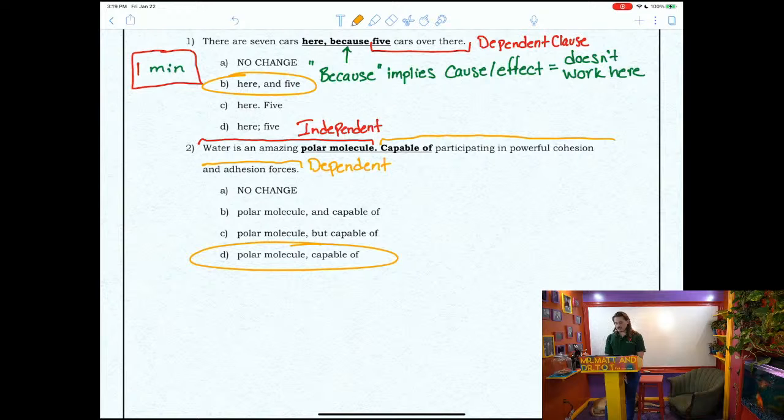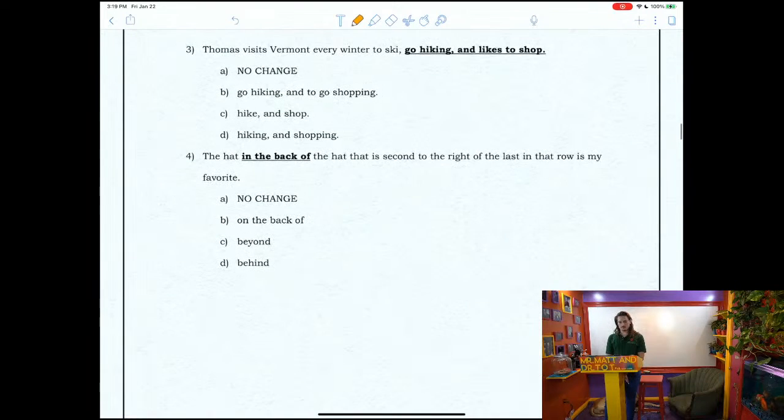Otherwise, let's look at 3 and 4. Question number 3 asks, Thomas visits Vermont every winter to ski, comma, go hiking, comma, and likes to shop. Number 4 asks, the hat in the back of the hat that is second to the right of the last in that row is my favorite. So I'll read that again. The hat in the back of the hat that is second to the right of the last in that row is my favorite. Kind of a tongue twister. I'll give you 3 minutes, and then after 1 minute, I'll give you some hints.